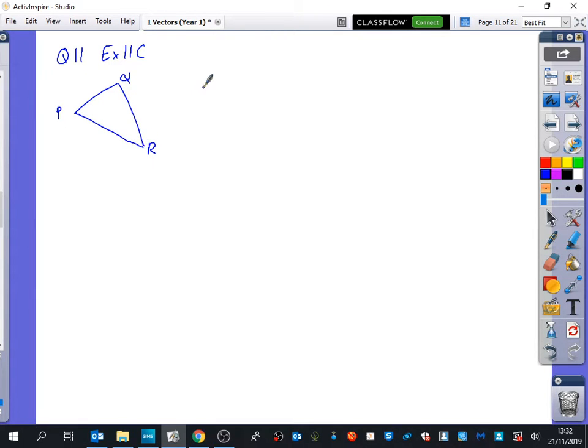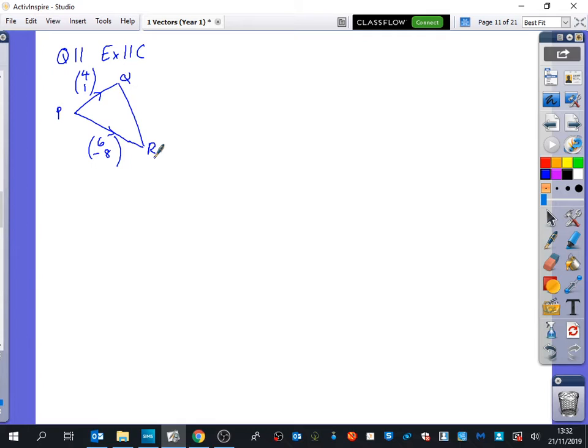It says that PQ is equal to 4i plus j. So I'm actually just going to write it like this for PQ. And it says that PR is 6i minus 8j. The first thing it wants us to do is to find the angle QPR.